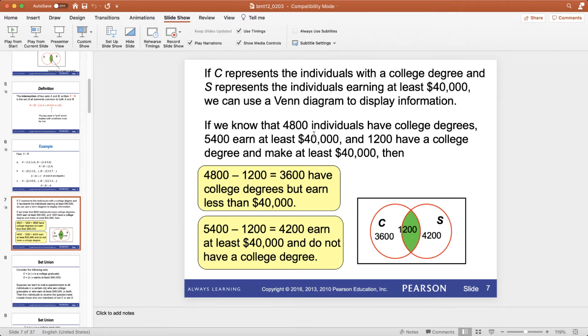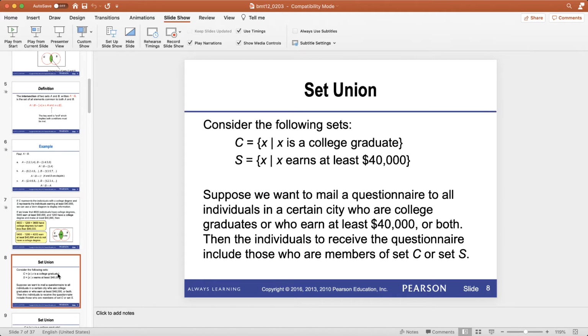So you subtract the 1,200 from the 5,400, and that gives you just the ones that are in S but not in C. And same thing for the other one. Subtract 1,200 from 4,800, and that gives you 3,600 that are not in the intersection there.